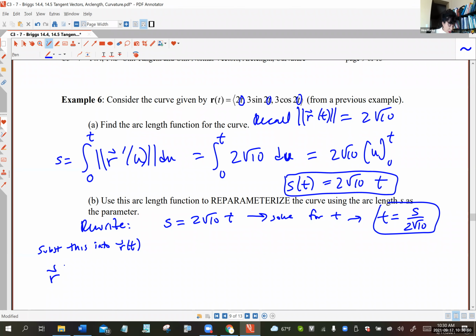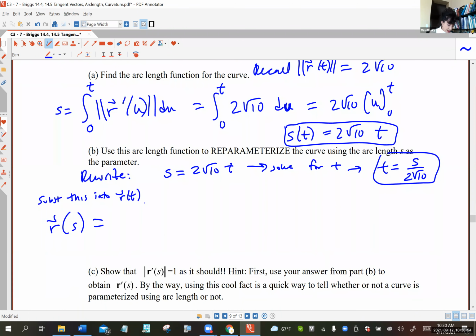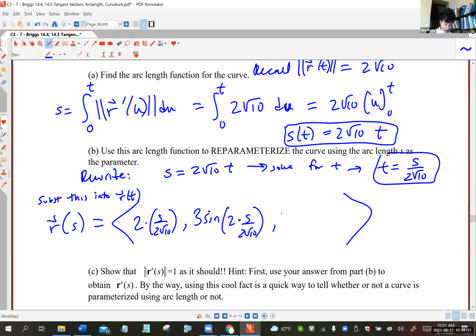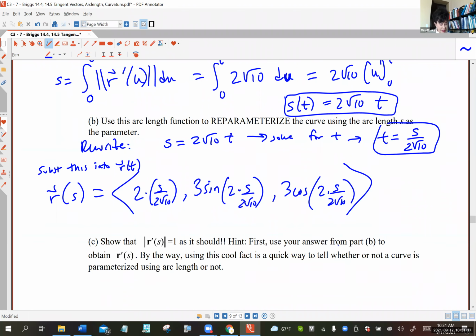So your new parameterization, which we're going to call r of s, is going to look like, leave a lot of room here, 2t, but that's going to be s over 2 square root of 10, comma, 3 sine 2t, but that's 2 times s over 2 square root of 10, comma, 3 cos 2 s over 2 square root of 10. Of course, you want to reduce and make this look a little prettier.